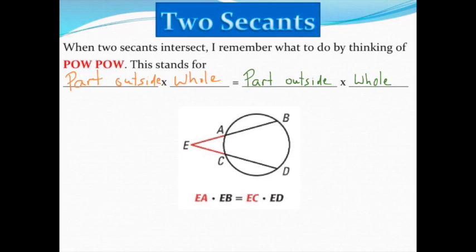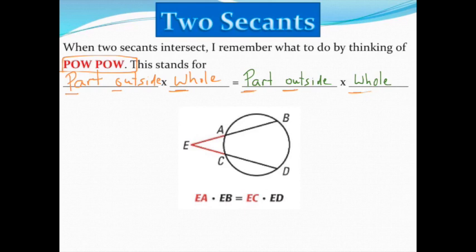When two secants intersect, I like to remember pow-pow as a way to remember what to do. Pow-pow stands for the part outside the circle times the whole thing, and then of course the same thing over here, part outside times the whole, P-O-W. Here's what it means in terms of the circle.